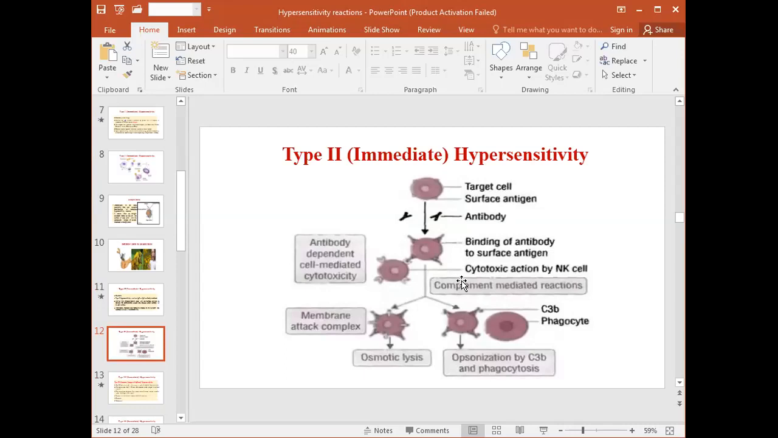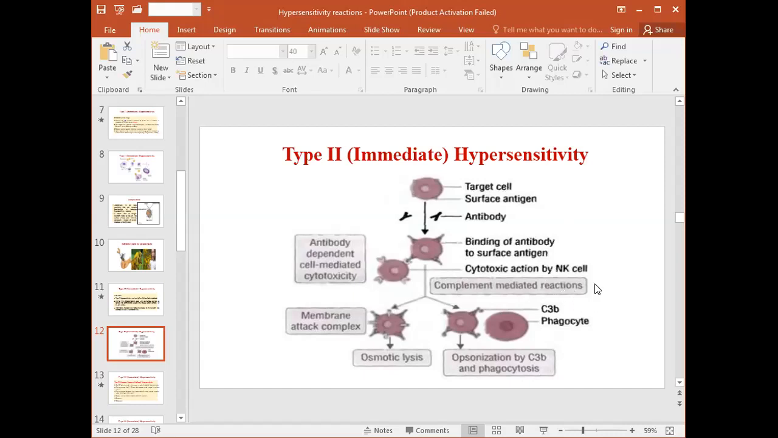An example of organ-specific autoimmune disease due to type 2 hypersensitivity is Goodpasture's syndrome. In this condition, antibodies are produced against type 4 collagen found on the basement membrane of the lung and glomerulus, and the binding of antibodies to collagen induces inflammation and subsequent damage to the basement membrane, rendering it non-functional. So this is an example of how this is functioning.